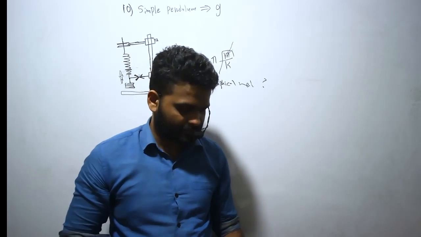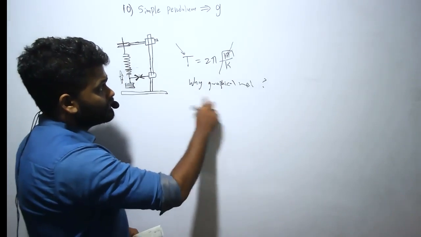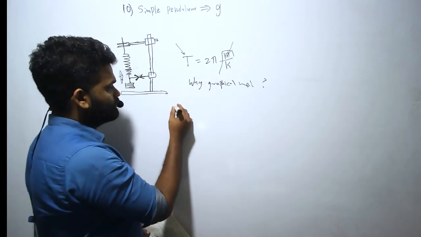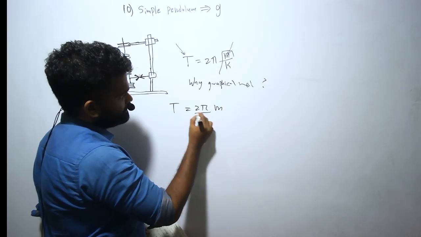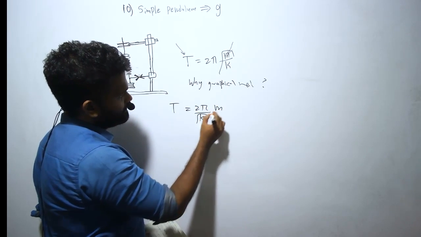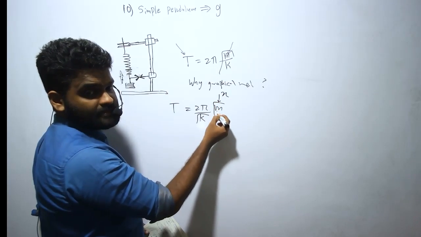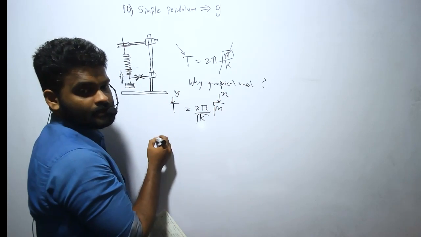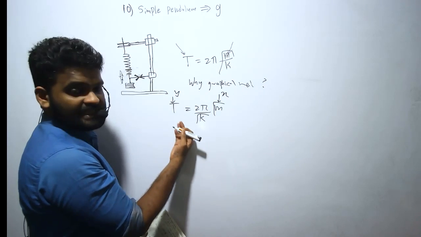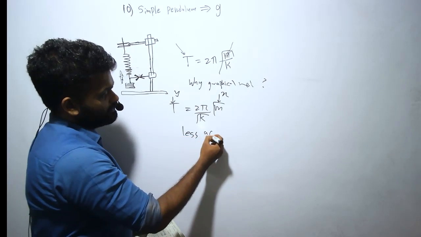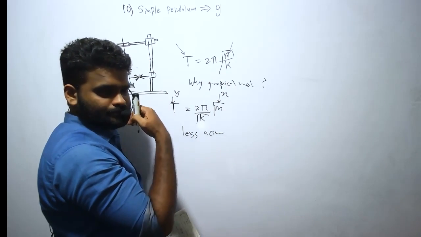I'm not going to repeat it all, but I'll explain some. Okay, so here also I can say like this: root m, you can take root m as x and T as y. But what's the problem here? This is less accurate, same as before. That's why we have to square both sides.